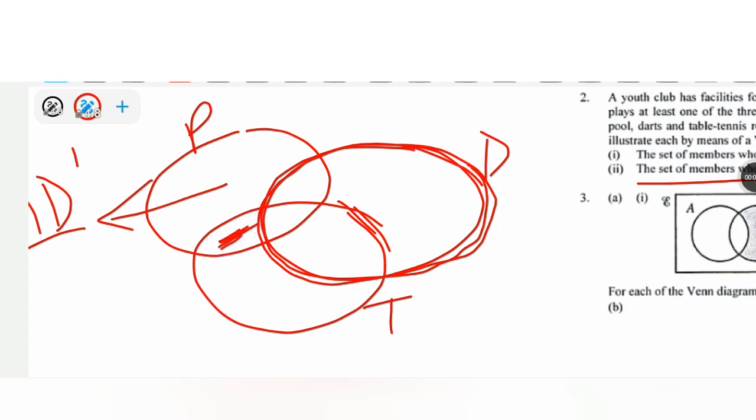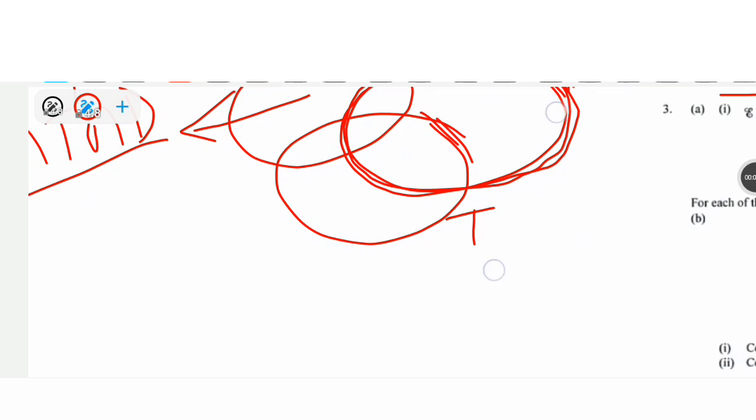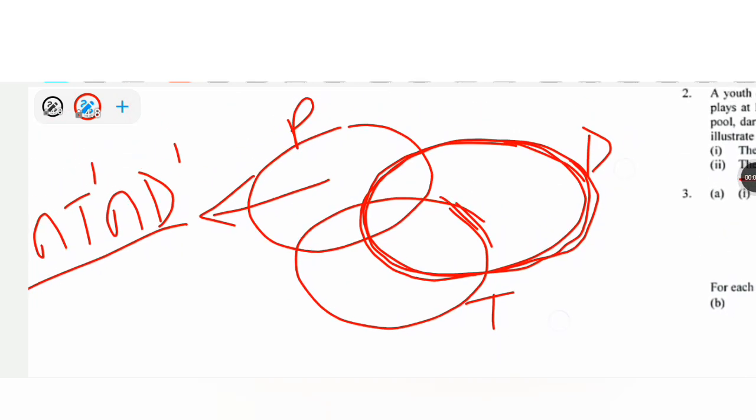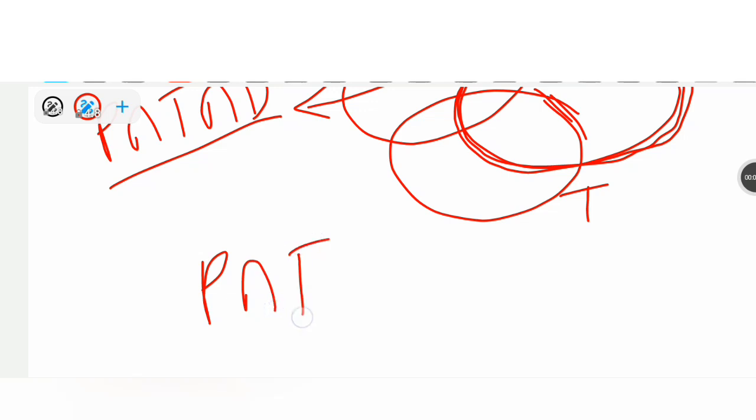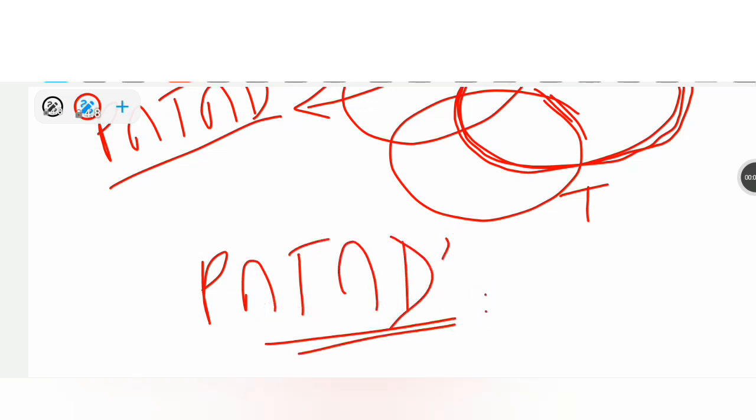Since that is not involved, that means D is not involved. That means you have to prime that D. You prime it out. Then you include P and T, since P and T are meeting here. So that will just be P intersection T intersection. Then you have to prime your D. So that's the answer to that question. Okay.